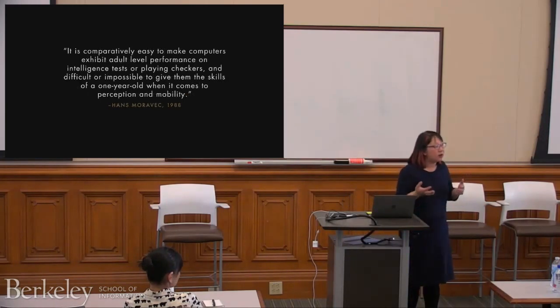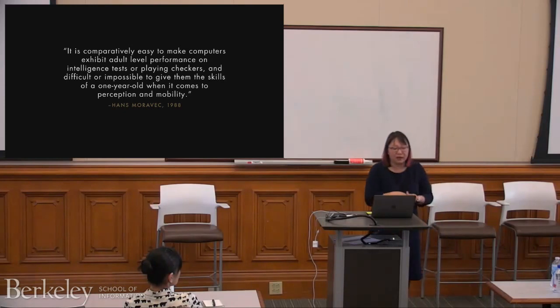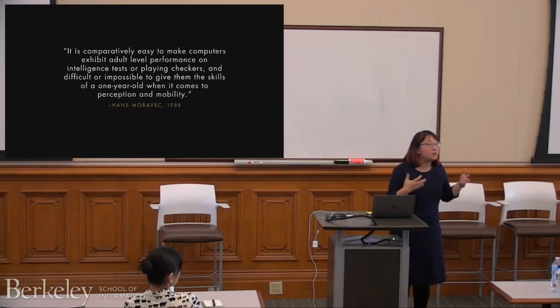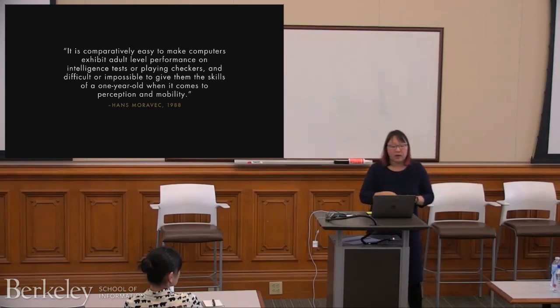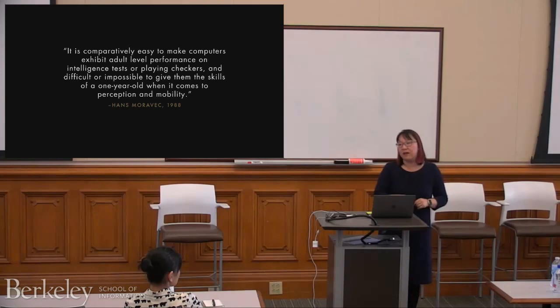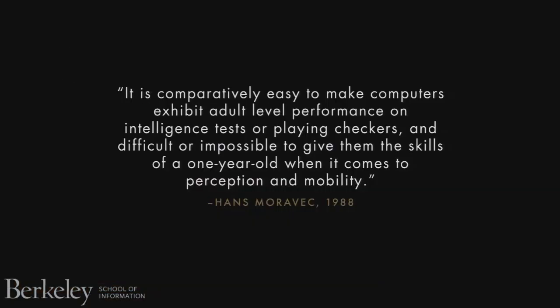In some ways, I think of this work as kind of a grand challenge in the space of AI, and it's really that interaction is one of the hardest things that we do as people and will be very hard to do with machines. I really like this quote from Hans Moravec, and people often quote this when they talk about Moravec's paradox, where he says it's comparatively easy to make computers exhibit adult-level performance on intelligence tests or playing checkers, and difficult or impossible to give them the skills of a 1-year-old when it comes to perception and mobility. And I would actually put at the end of that, interaction.